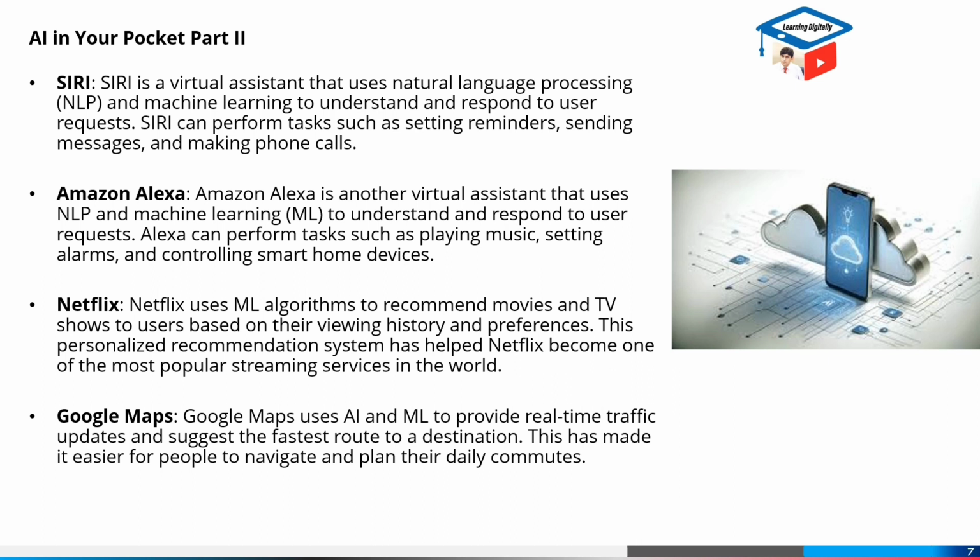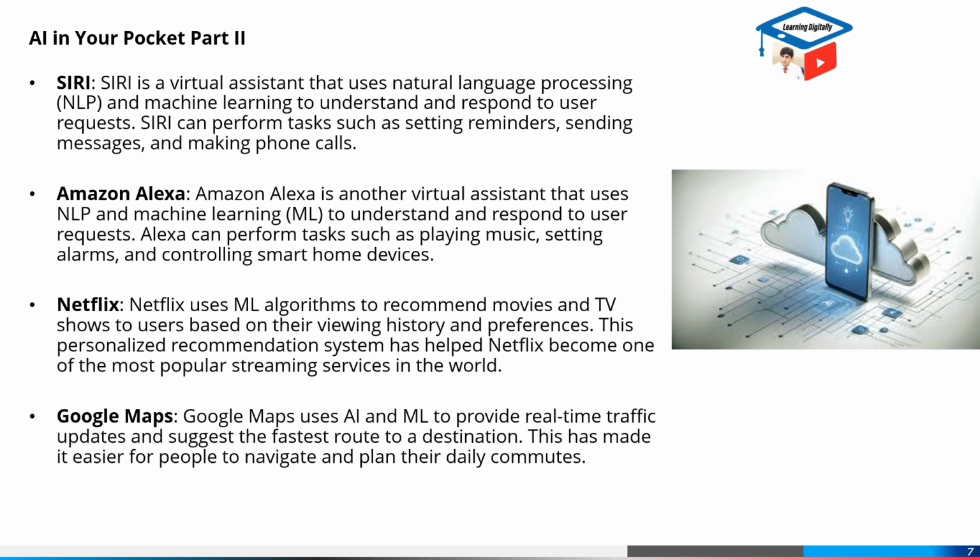For example, Siri. Siri is a virtual assistant that uses natural language processing and machine learning to understand and respond to user requests. Siri can perform tasks such as setting reminders, sending messages, and making phone calls. Amazon Alexa is another virtual assistant that uses NLP and machine learning to understand and respond to user requests. Alexa can perform tasks such as playing music, setting alarms, and controlling smart home devices.